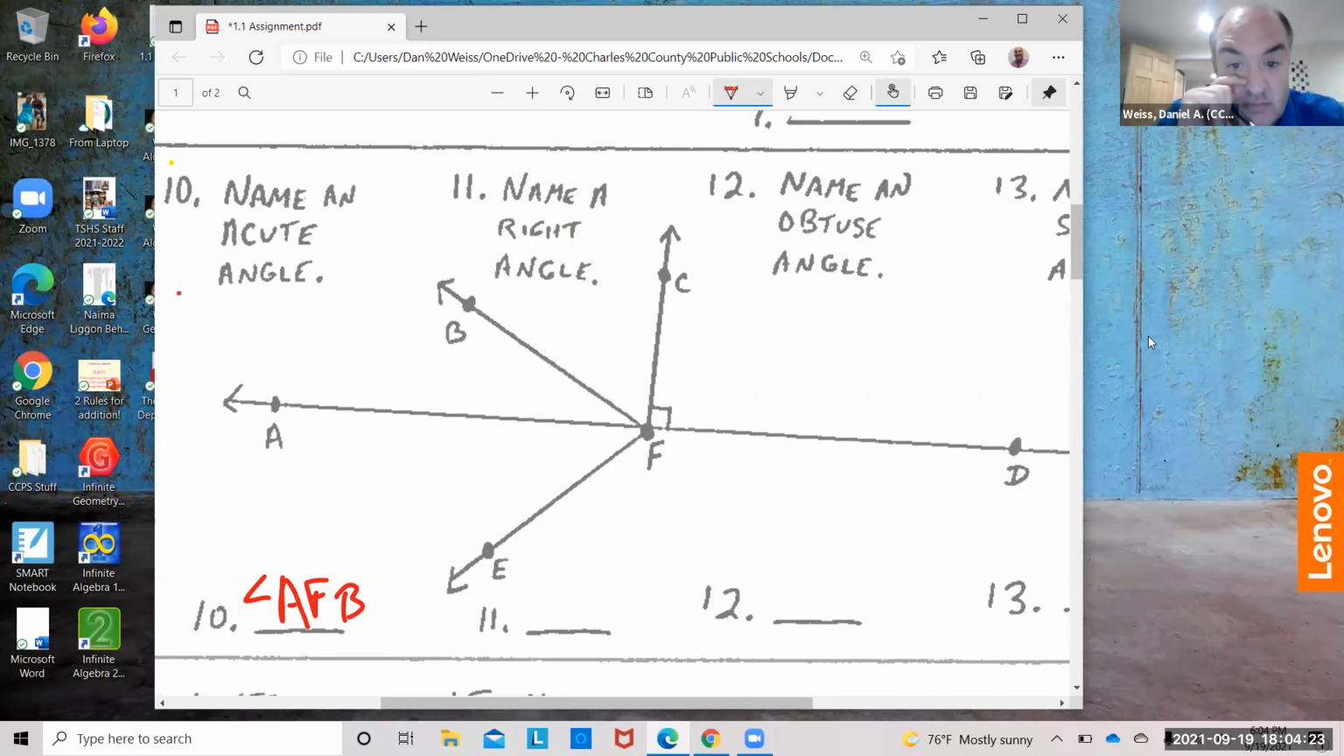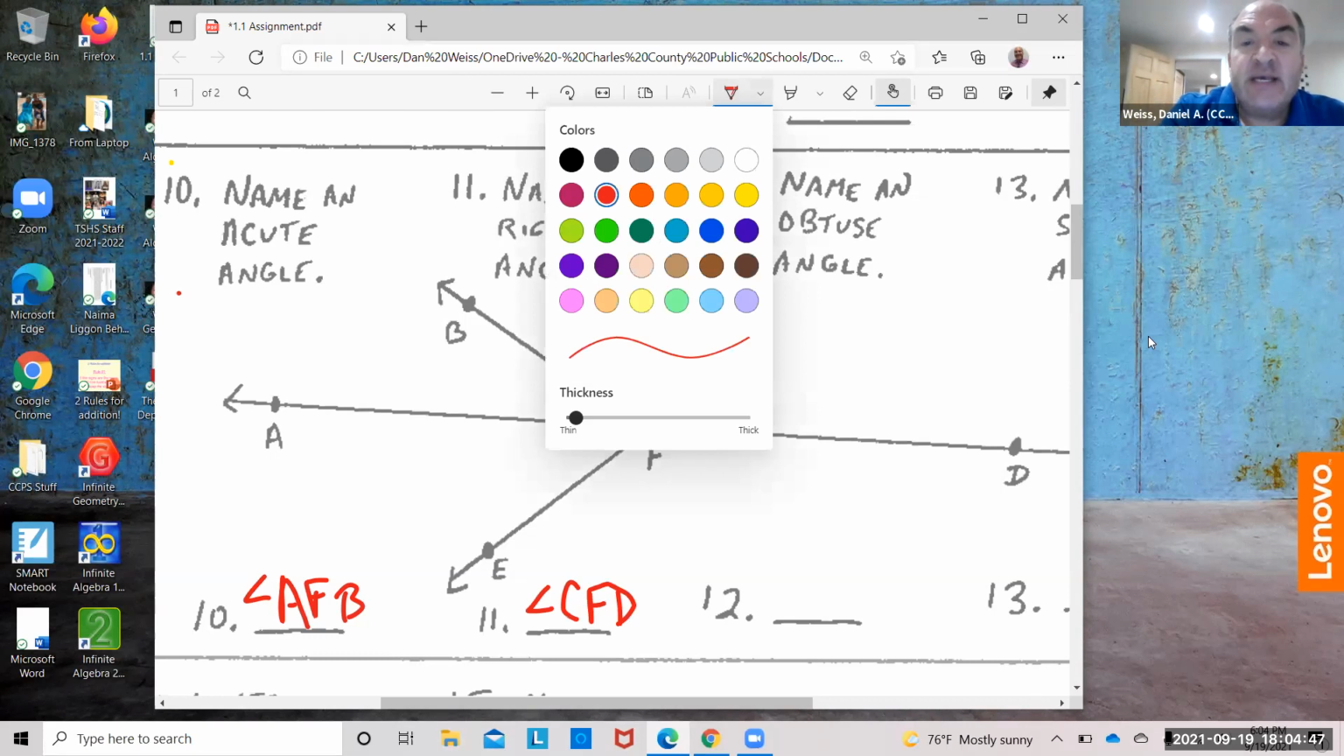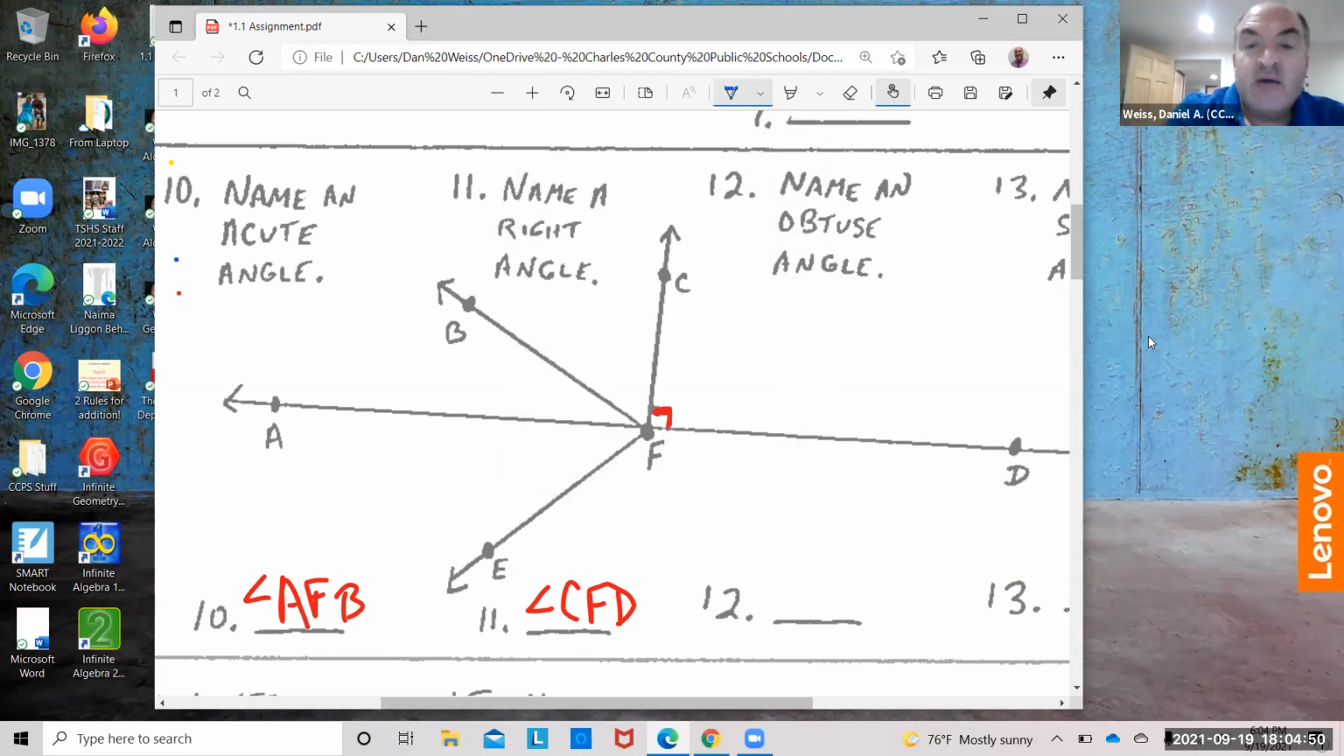Name a right angle. See this little square here? That means right angle, 90 degrees. That's going to be angle CFD or angle DFC. All right, angle CFD is a right angle. Name an obtuse angle that's bigger than 90 degrees. By the way, I'm going to jump back to CFD. CFD, you go from C to F to D. That's angle CFD, right? Okay.